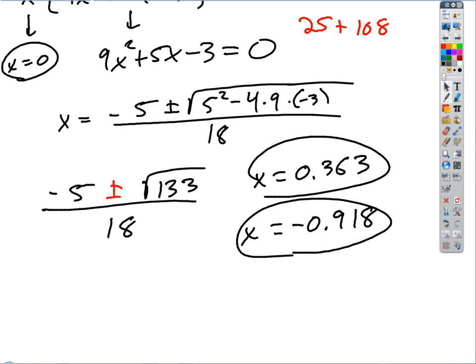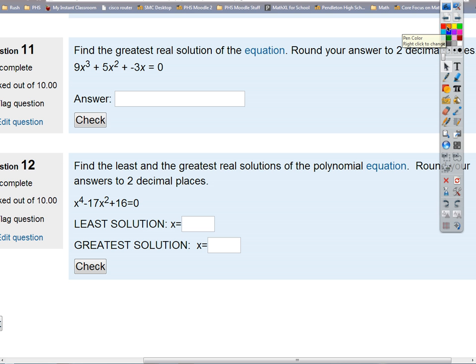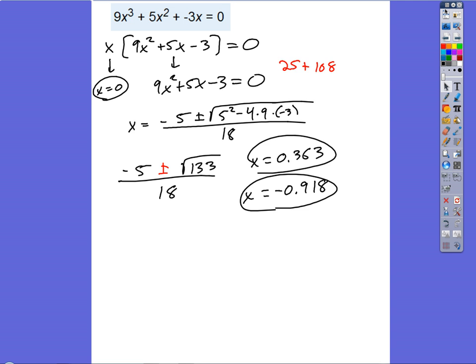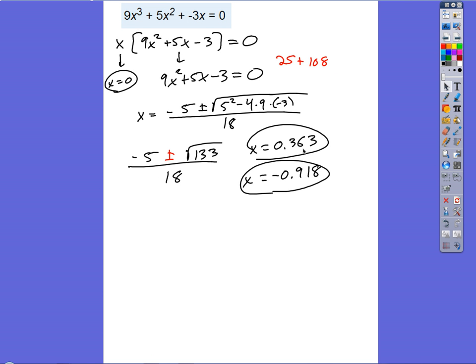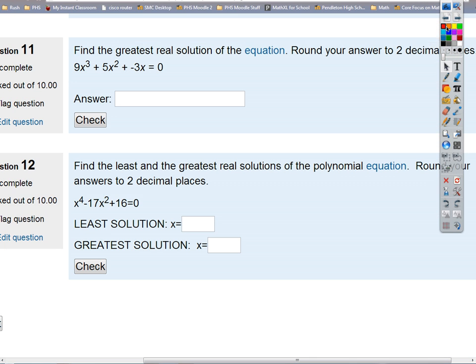And what is the question asking us to do? They want to know the greatest real solution. So it's going to be 0, isn't it? Because those were negative. Is that positive? Yeah, so it'd be that one, right? Because I had positive 0.363, negative 0.918, and 0. So that's going to be the greatest one. And I think they probably just wanted 2 places, so 0.36. Okay, so let's put that in.